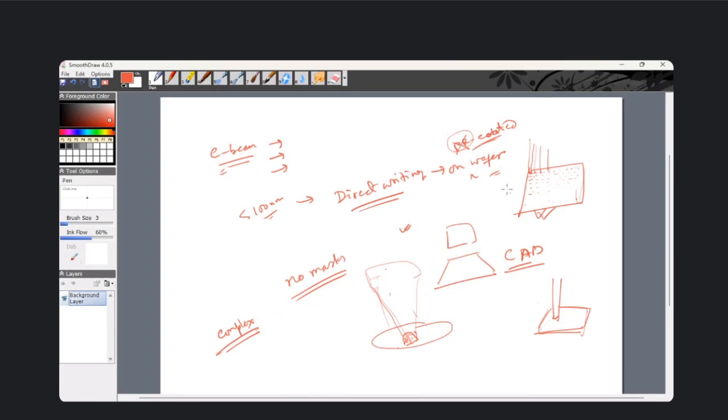That is for one die, and on the wafer there are so many dies. So now think, if the circuit pattern is very complex and very dense, how slow the system will be. Are you getting the point?